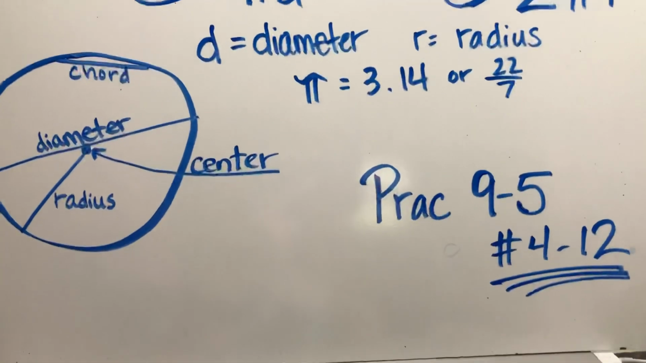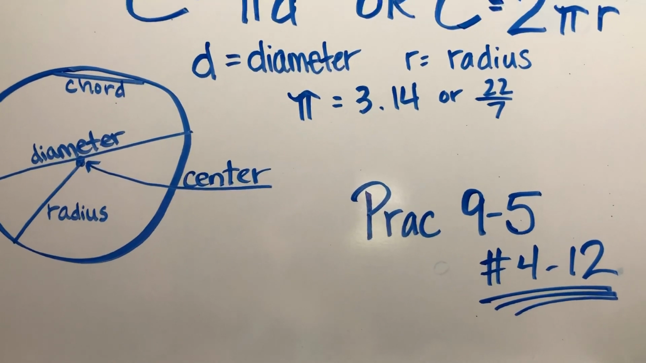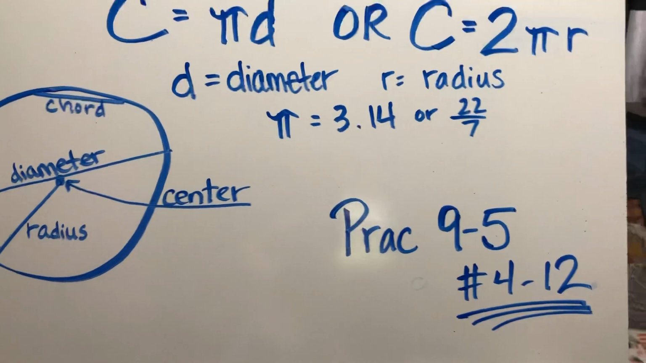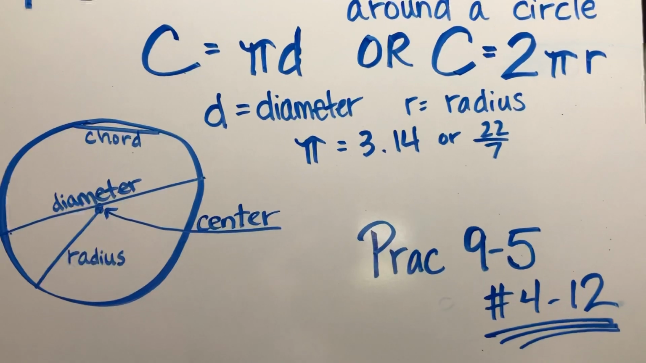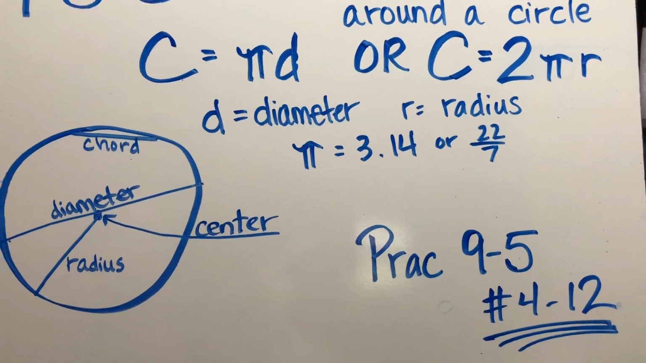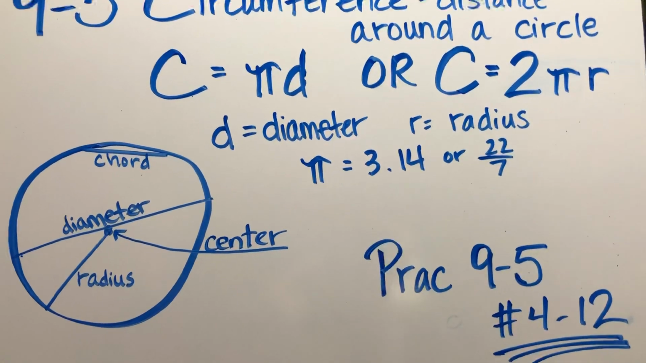As you take out your worksheet, I want you to do numbers 4 through 12. Okay, so I cut off some problems. You are only doing 4 through 12. 4 to 12 on practice 9-5. You're going to take a picture of it and email it to me.